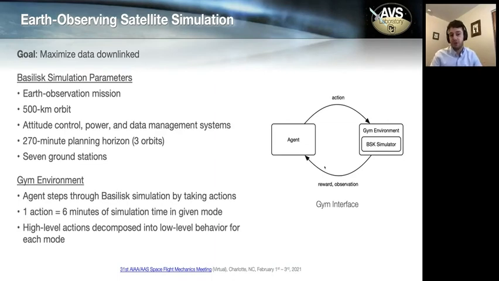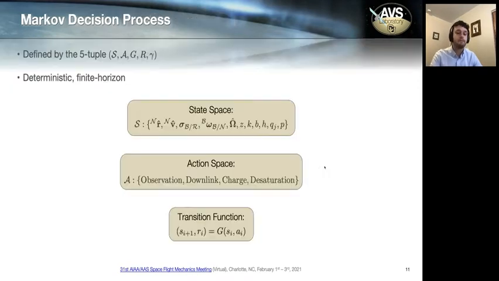So we actually take Gym, which was developed by OpenAI, and we wrap Basilisk in a Gym environment. And this gives a decision-making agent a standard interface to pass actions to and receive rewards and observations, both to learn from and to act on. And so we take a mode-based planning approach where we have high-level actions that are decomposed into low-level behavior for each mode. And every action is exactly 6 minutes of simulation time in that given mode.